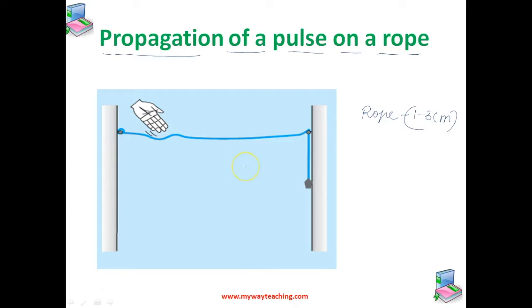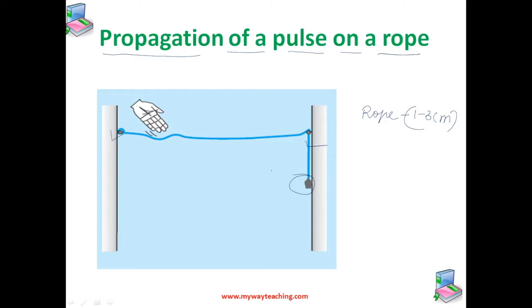Take a long rope or a thick string of diameter 1 to 3 centimeter and tie 2 hooks on opposite walls in a hall or laboratory. As you can see, it is tied to the hooks. Let one end pass on a hook and hang some weight, about 1 to 5 kg, to it. So this is the weight they have hung here. The walls may be around 3 to 5 meter apart.